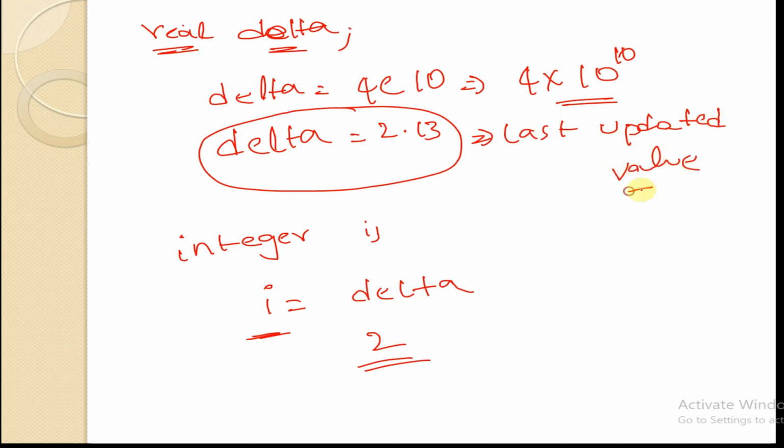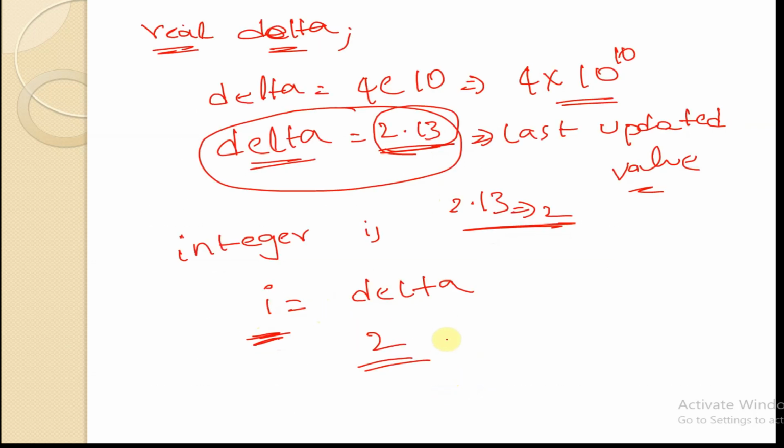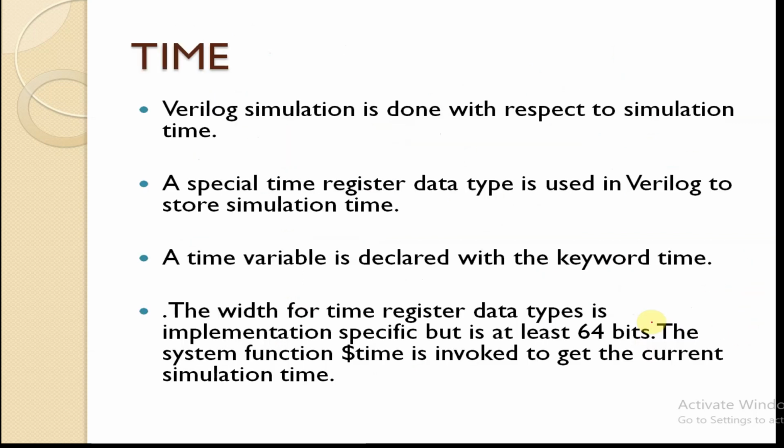So 2.13 is the last updated value stored in delta. If we assign a real number to an integer, the value will be rounded off to the nearest integer, that is 2.13 is rounded off to 2. So the value of I will finally be equal to 2. So this is how it happens when a real number is assigned to an integer. Is this clear for everyone?